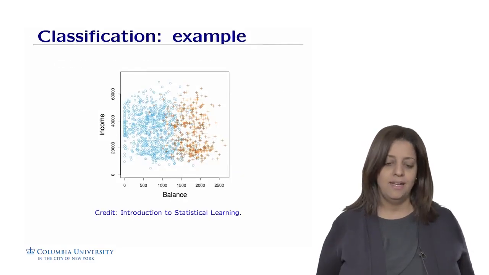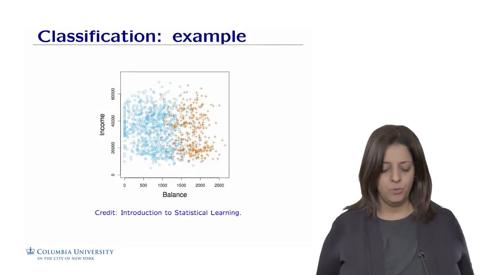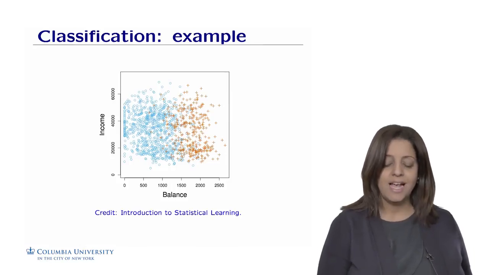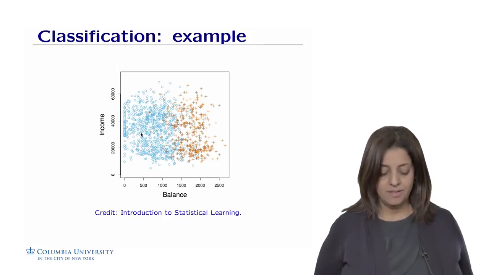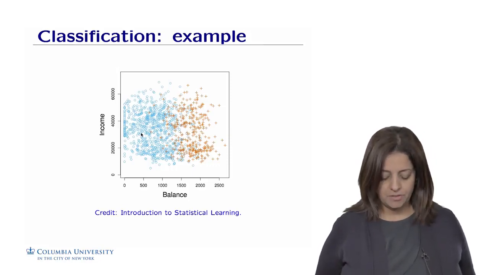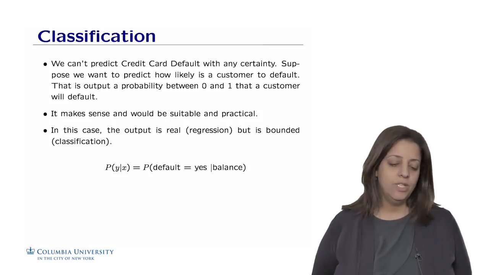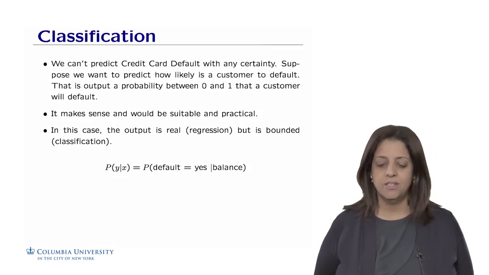So if we plot this data, it's not a perfect data. There is some overlap between the classes. So we have on the x-axis the balance, on the y-axis the income, and we have positive and negative examples that say whether the customer has defaulted or not. In fact, we can't really predict credit card default with any certainty.